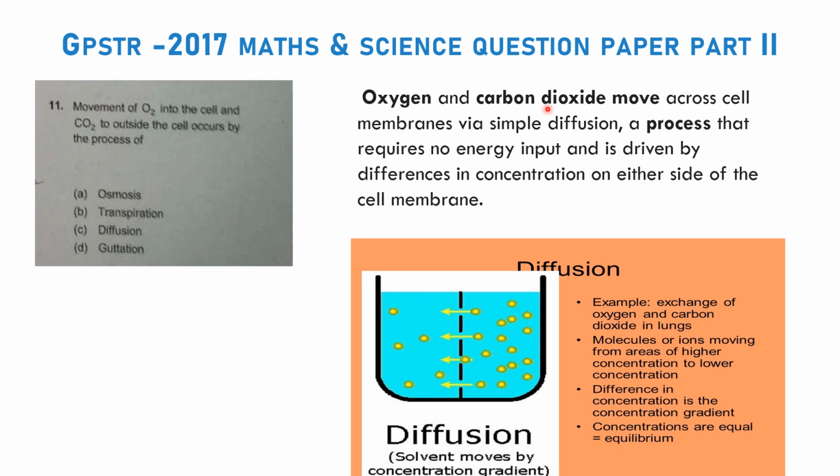Oxygen and carbon dioxide move across the cell membrane via simple diffusion. Therefore, the answer is diffusion. With the help of diffusion, the movement of oxygen and carbon dioxide takes place easily. It is a process that occurs with no energy input, driven by the difference in concentration on either side of the cell membrane. Diffusion does not involve any energy. When there is a difference in concentration of gases, diffusion can occur very easily.